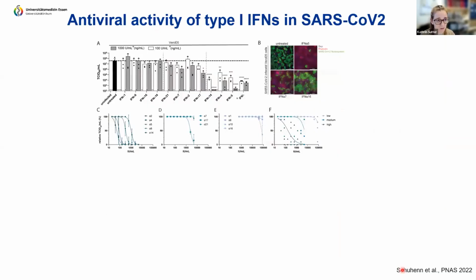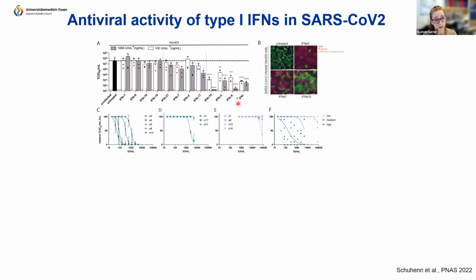So let's go a little bit further. What we have done, we used a cell model. These are kidney cells from African green monkeys. This is a nice model for SARS-CoV-2, and we infected them with different interferons here. And again, we saw some were good, some were not good. And here we saw that especially alpha-4 and alpha-5 were really good in inhibiting SARS-CoV-2 infection.